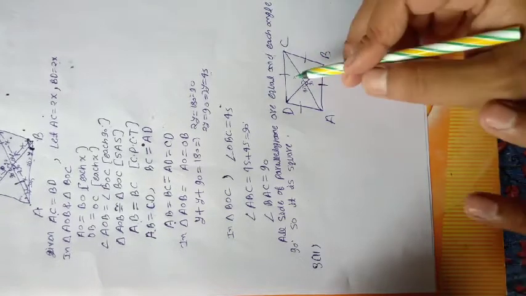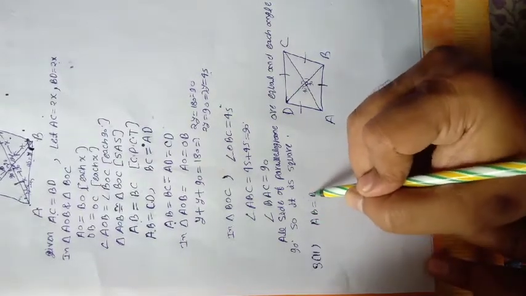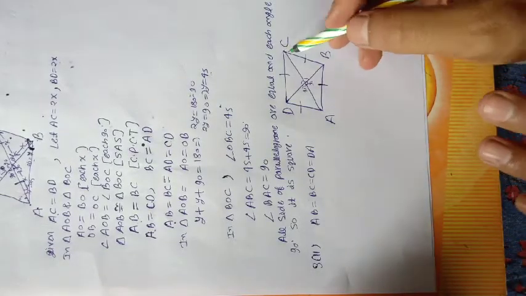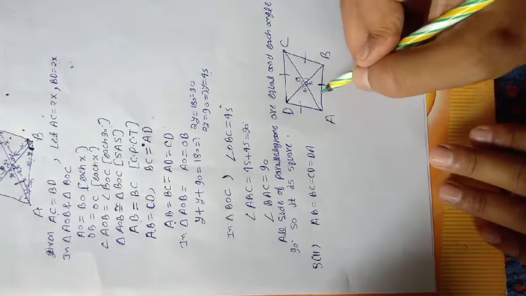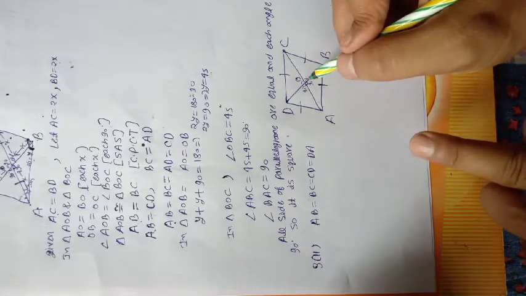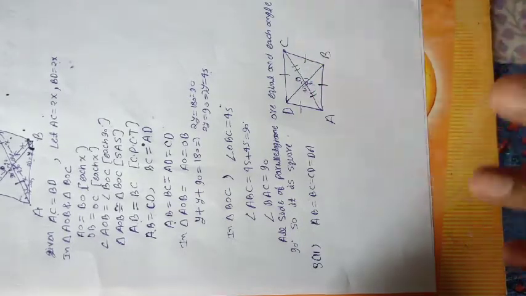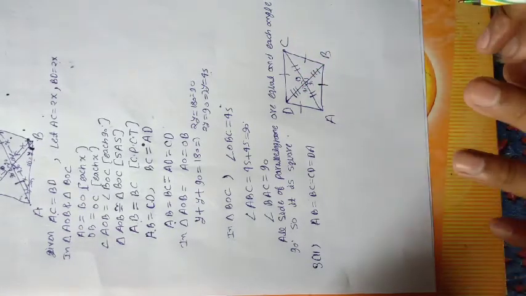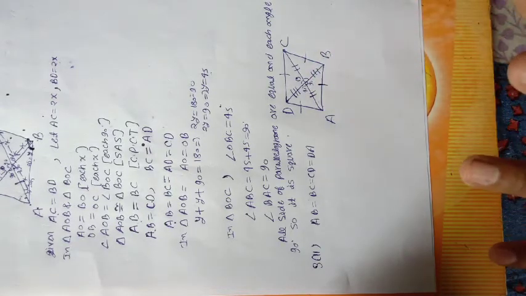How to prove that? Look, it is given that it is a rhombus, so all sides are equal. AB equals BC equals CD equals DA, and we also know that diagonals of a rhombus bisect each other. So suppose AO equals OC. This equals this, it is given, and this equals this, it is also given. Now we have to prove that this angle is 90 degrees.